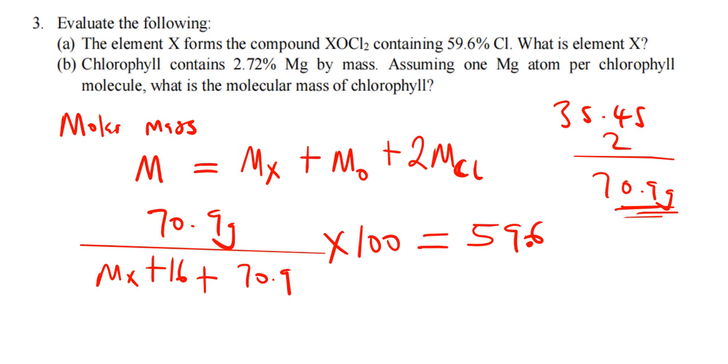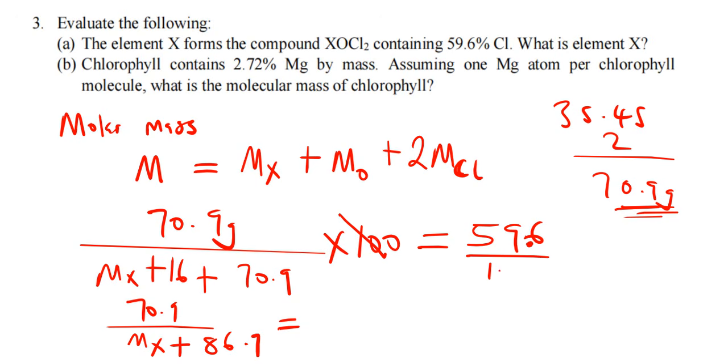So I'm going to have 70.9 on top over mx, the molar mass for what we're calculating, plus 16 plus 70.9. That will give me 86.9. This is equal to 59.6. Since we're multiplying by the 100, I can divide by the 100 on both sides to simplify my equation. On one side it's going to cancel, but on the other side it's going to divide.